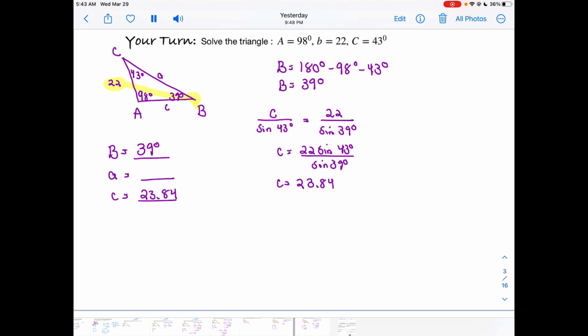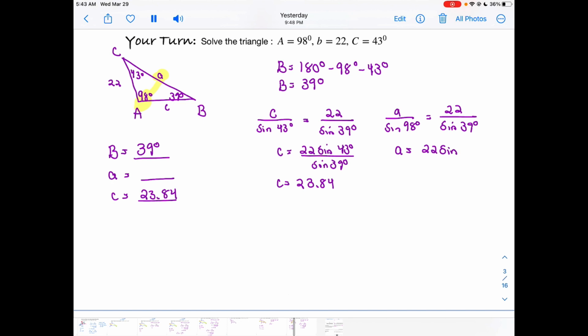Now I need to figure out the length of side A. So A is to the sine of 98 degrees, as 22 is to the sine of 39 degrees. And then solve that little equation for A by multiplying each side by sine of 98 degrees. Evaluating this with the use of my calculator, we find that side A is 34.62 in length. Now this is how you solve triangles using the law of sines with these first two cases.